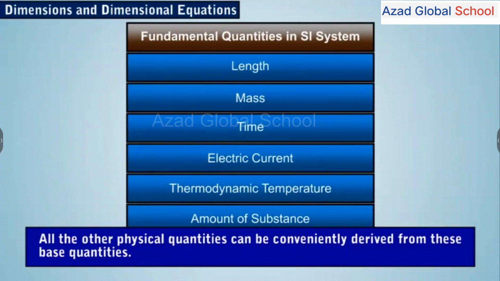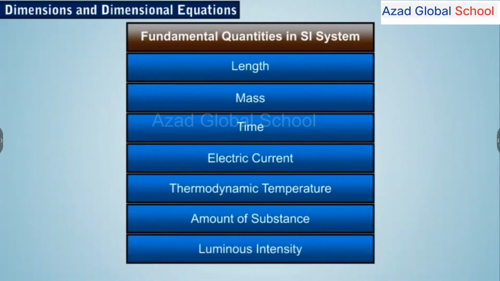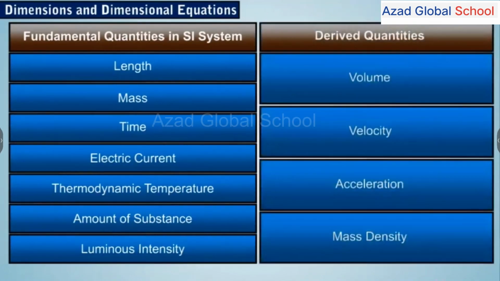All other physical quantities can be conveniently derived from these base quantities. Thus, we have relationships between fundamental quantities and derived quantities. Therefore, when a derived quantity is expressed in terms of base quantities, the resultant expression is the product of different powers of the base quantities.